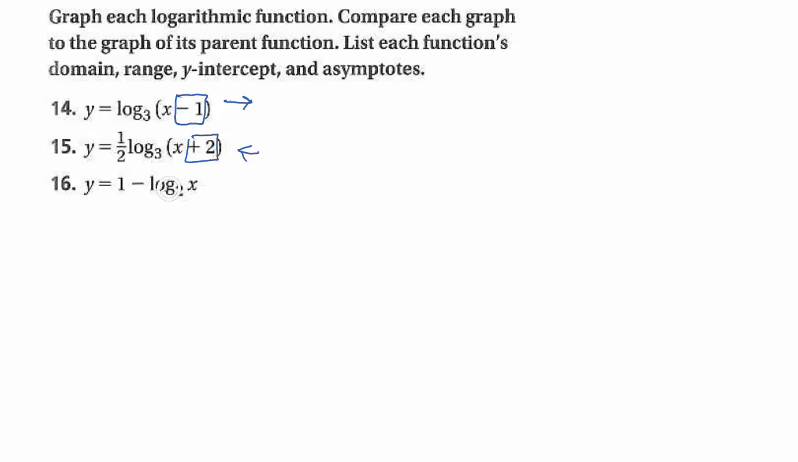Similarly, we don't have anything next to the x, so it's not shifted right or left. But then we have a 1 minus this. Let me actually change the order of this. Instead of saying 1 minus log, I could say negative log base 2 of x, and then add 1. This is a vertical shift up. So that's moving up, and then the negative, of course, reflects it and makes it go upside down.